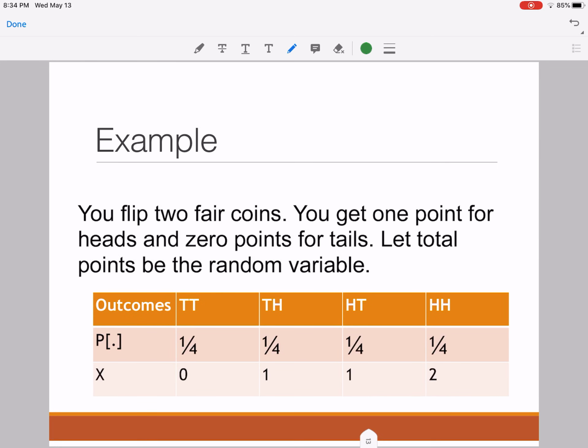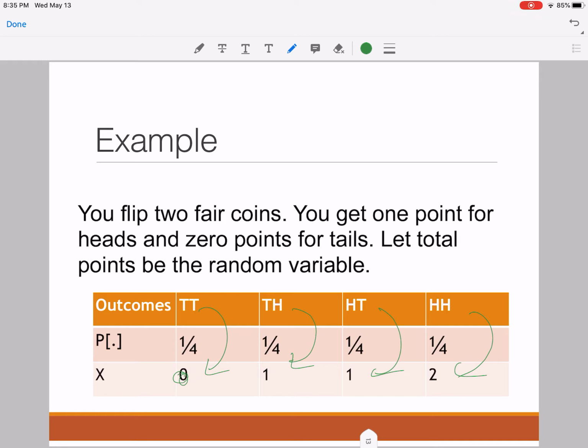Okay, let's look into some more examples of deriving random variables and how to assign numbers to the outcomes in the sample space. For example, consider the case of flipping two fair coins. I can get either tails, tails, tails, heads, heads, tails, or heads, heads. If I were to declare a random variable that denotes the total number of heads, then this outcome gets 0, th gets a 1, ht gets a 1, and hh gets a 2.